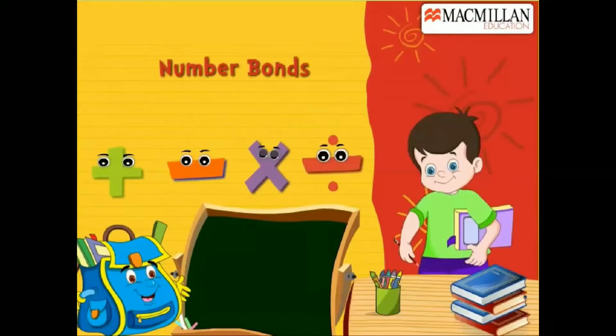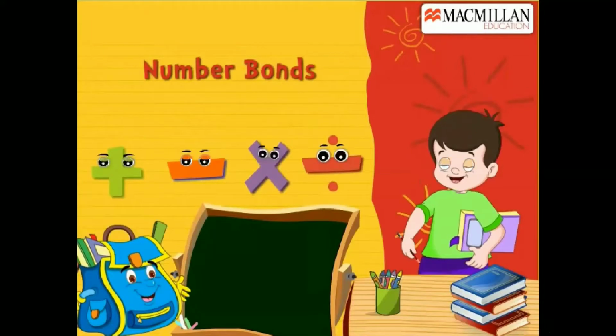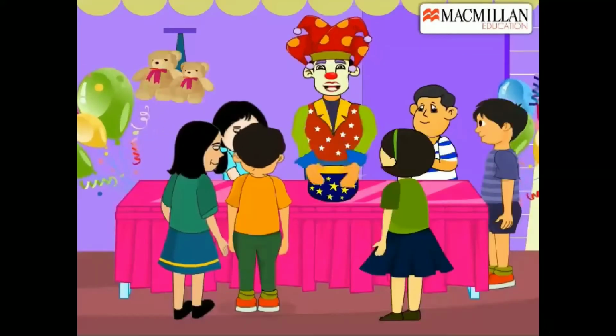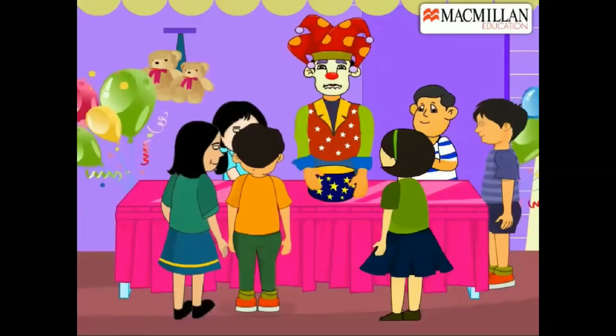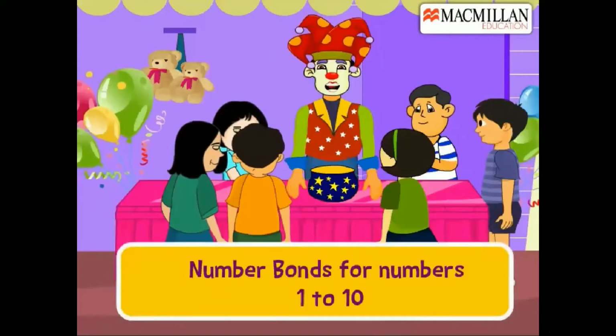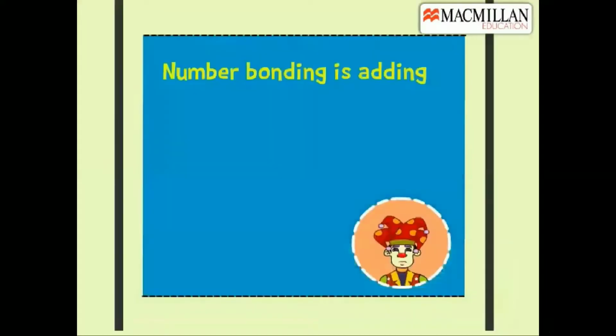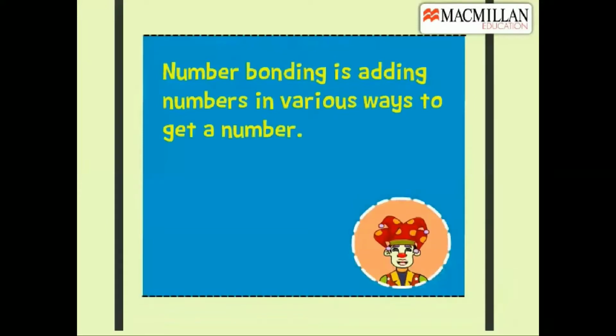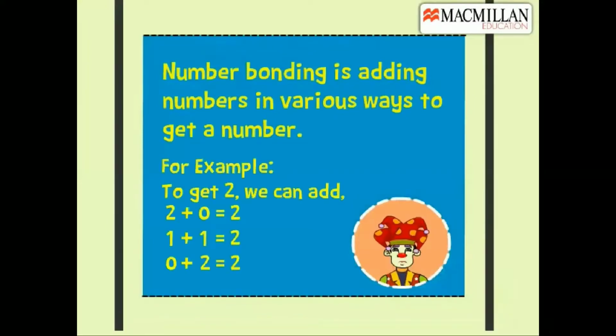In this module, we will learn about number bonds. I have got something interesting for cute little kids like you. Today, we are going to learn number bonds for numbers 1 to 10. Number bonding is adding numbers in various ways to get a number. For example, to get 2, we can add 2 with 0, add 1 with 1, and add 0 with 2. So, there are 3 different ways of getting the number 2.